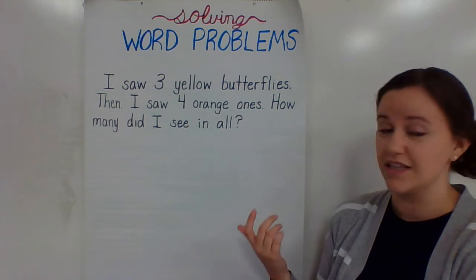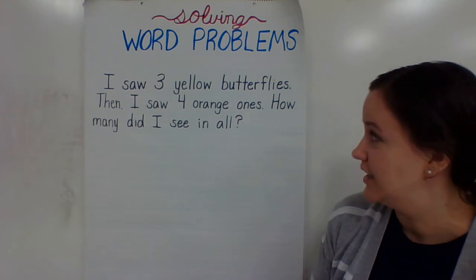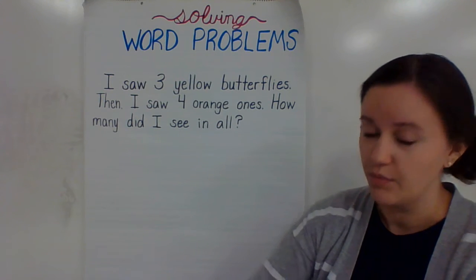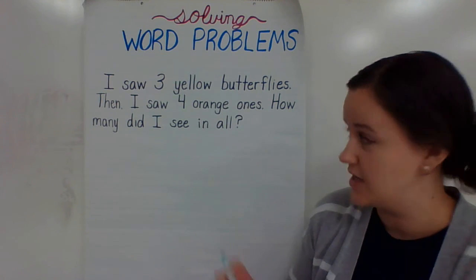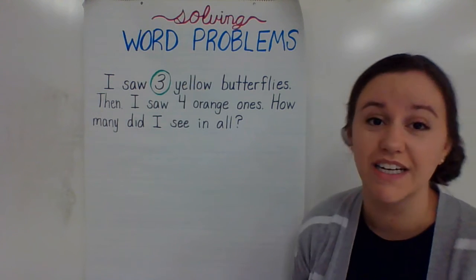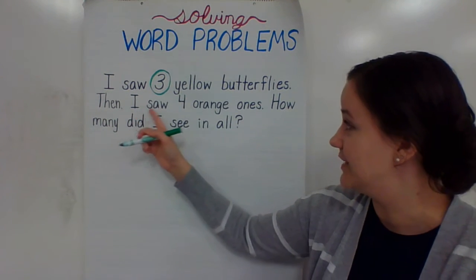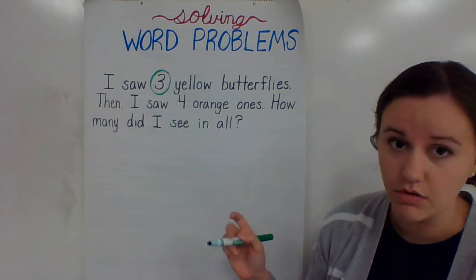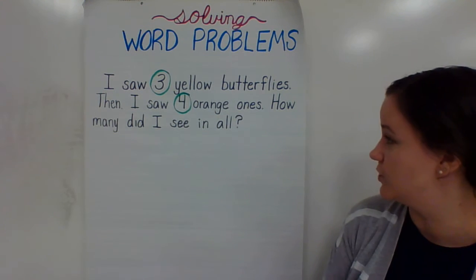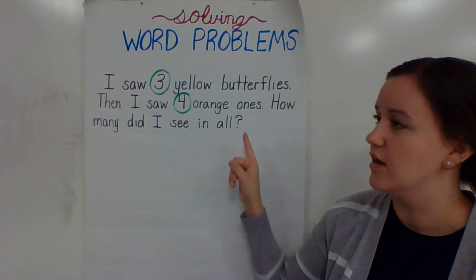First I need to think about what information this word problem is giving me. The first sentence: I saw 3 yellow butterflies. So I saw 3, and I'm going to circle that number. I'm probably going to need that number to help me solve this word problem. Then I saw 4 orange ones. How many did I see in all?